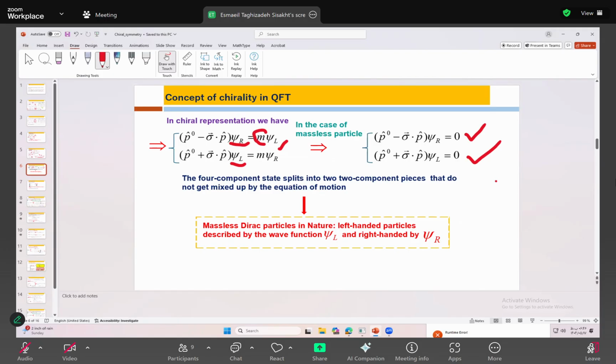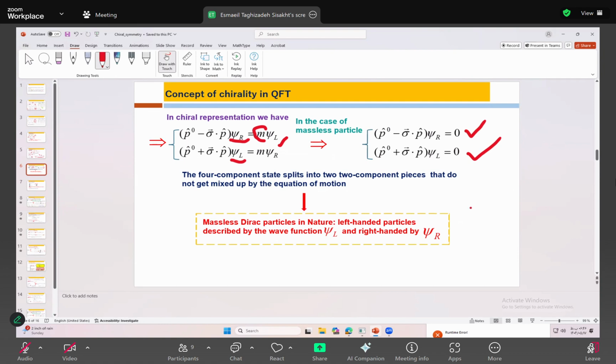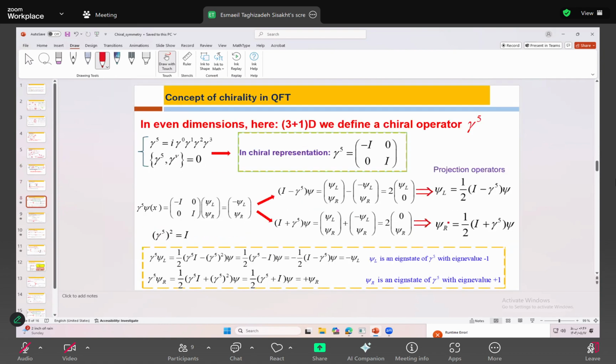operator, or what is that symmetry? And the answer in quantum field theory is that we have another extra operator here that is called the chiral operator. So in the context of quantum field theory, as I said, if we have an even dimension, for example here 3+1 dimensions, it is shown that in this case another extra operator, called the chiral operator, is defined.